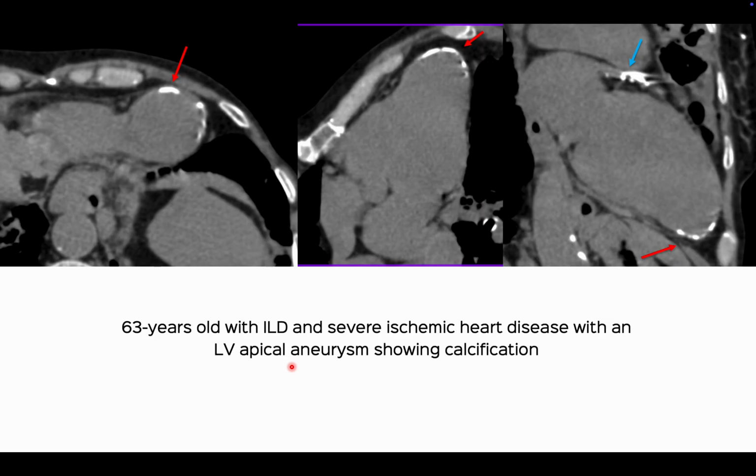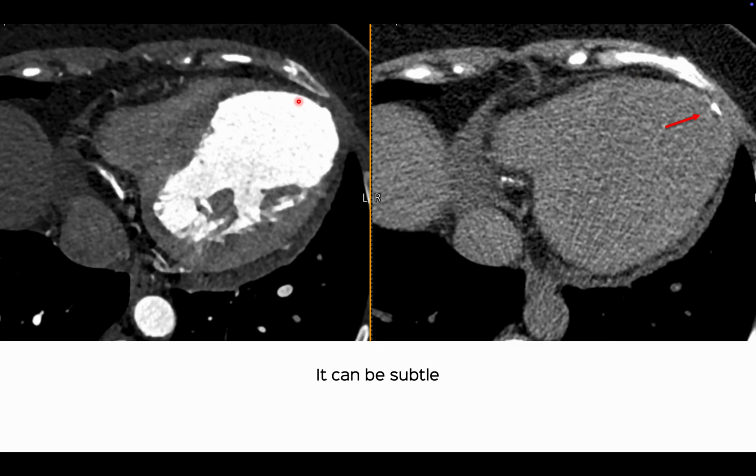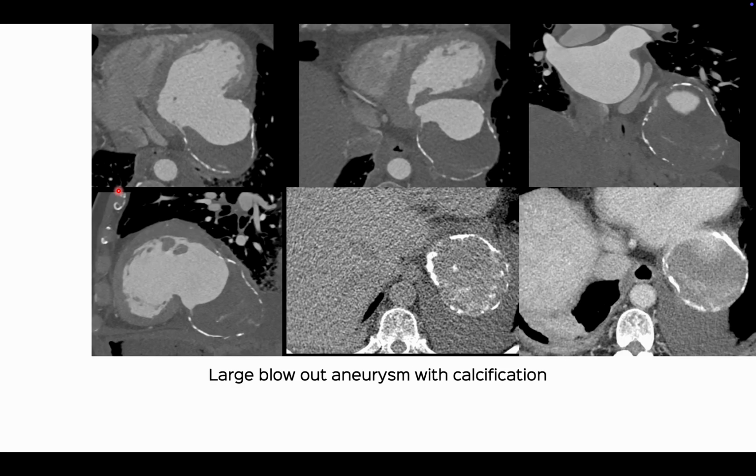But there are other causes of myocardial calcification. So aneurysms for one. Here's an LV apical aneurysm with an old infarct that is calcified here, along with the fibrofatty change. You can also see the coronary calcification here. And this is another apical aneurysm with a very tiny calcific focus. So it can be quite subtle. Again, here you can see the calcification in the RCA.